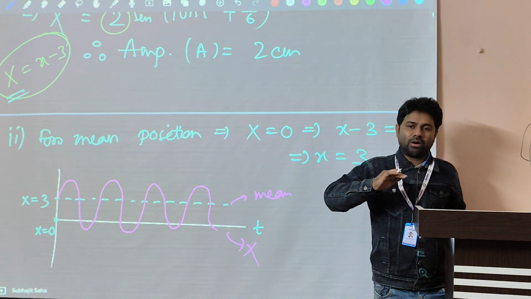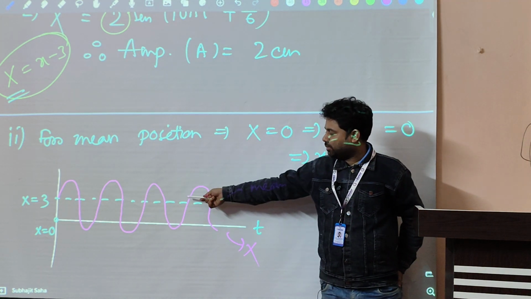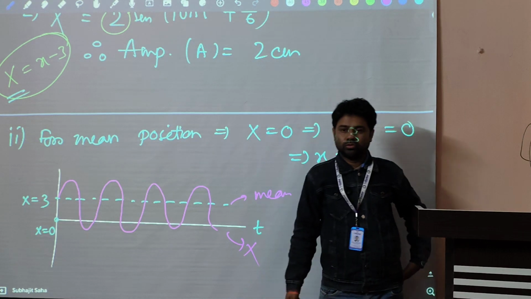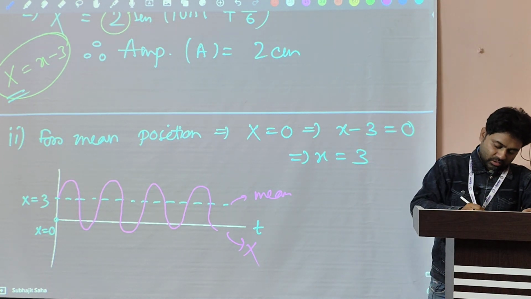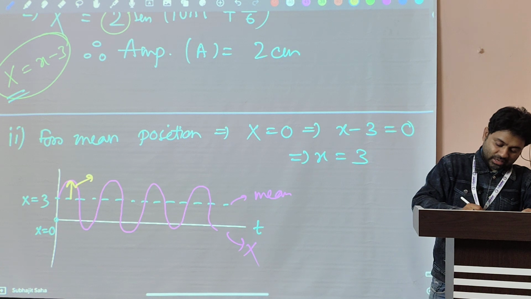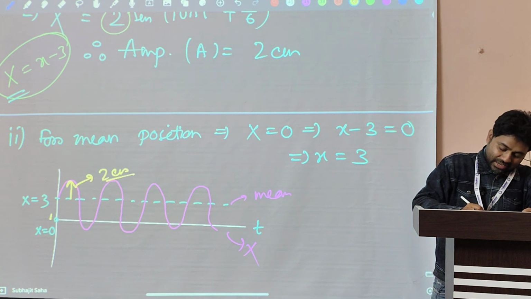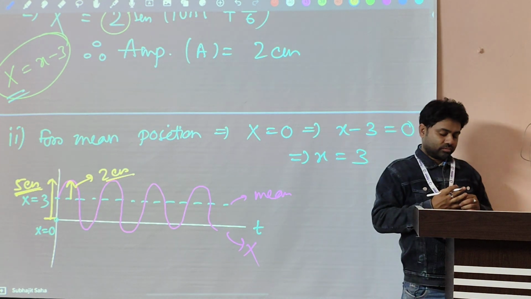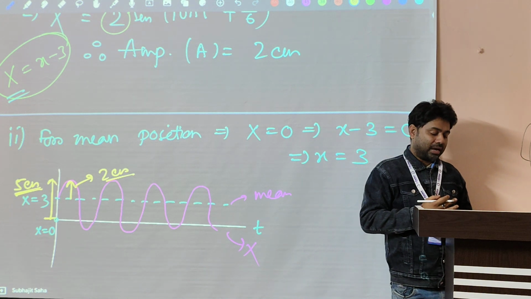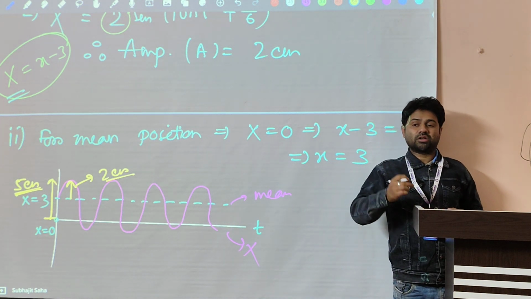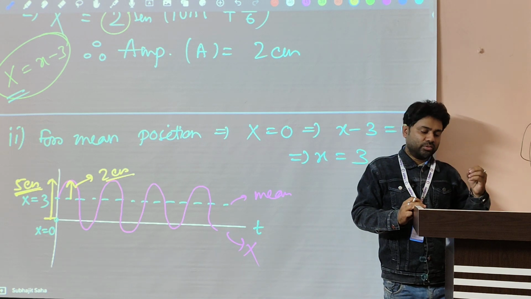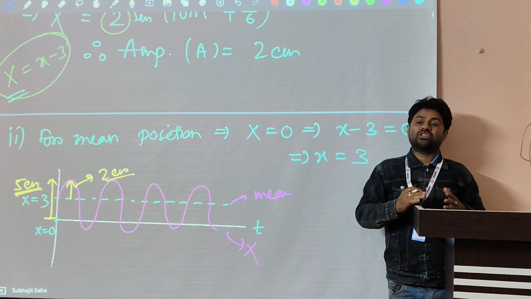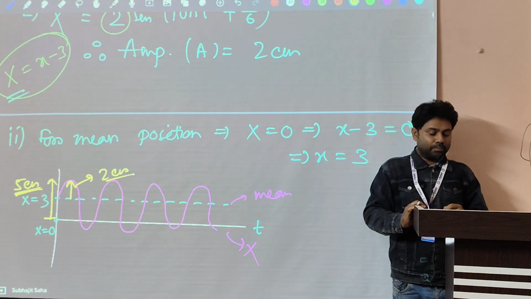The particle is not oscillating about the white line. The particle is oscillating about this line. So amplitude is 2. From here to here the distance is 2. That distance is 2 centimeter, the amplitude. And from x equal to 0 to that distance must be 5 centimeter then. From x equal to 0 the amplitude must be 5. But we do not say amplitude from x equal to 0. We always say amplitude is the distance from the mean position. We measure amplitude not from x equal to 0 but from the mean position. Its mean position is not x equal to 0. So amplitude is not 5.